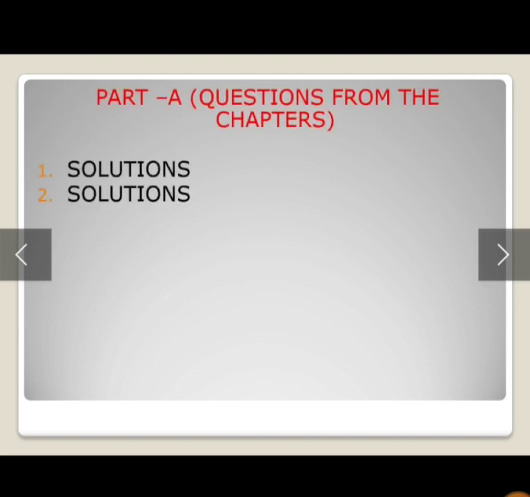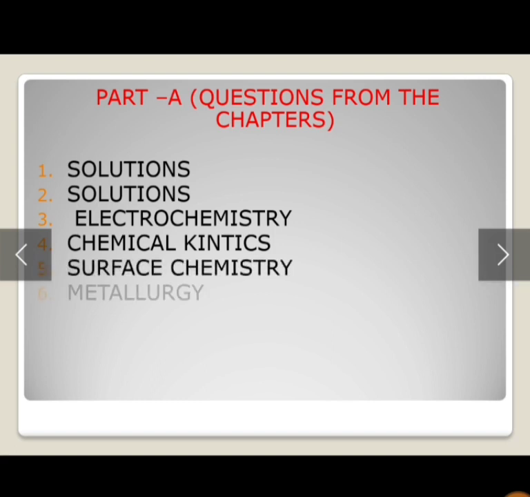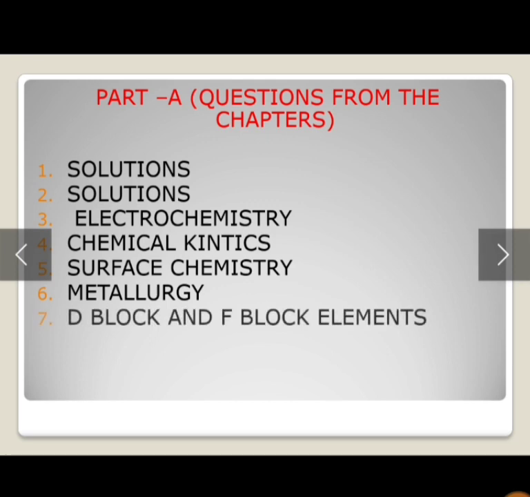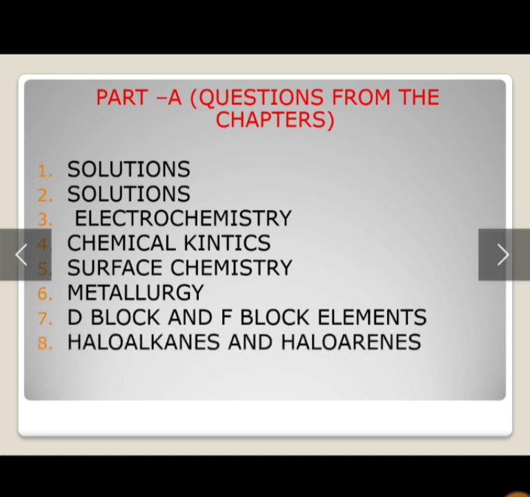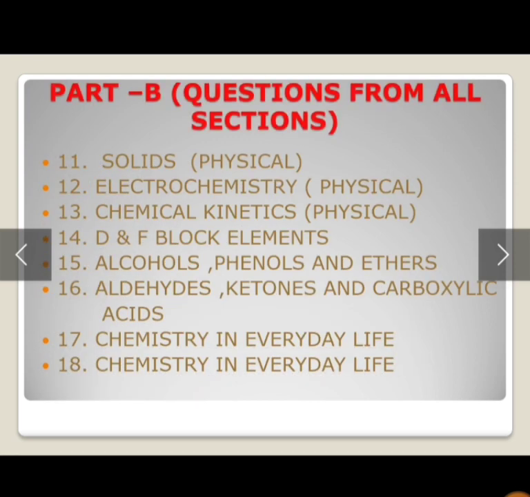So part A questions, as you know, there are 10 questions. So first question and second question would appear from solutions lesson. Question number 3, electrochemistry. Question number 4, chemical kinetics. Question number 5, surface chemistry. Question number 6, metallurgy. Question number 7, D and F block elements. Sometimes it will be asked from P block elements too. Question number 8, haloalkanes and haloarenes. Question number 9, alcohols, phenols and ethers. And lastly, question number 10 would be biomolecules.